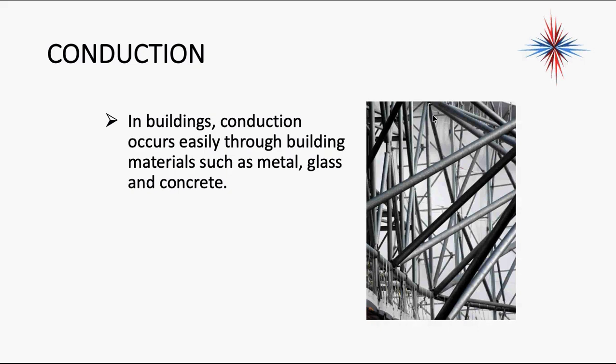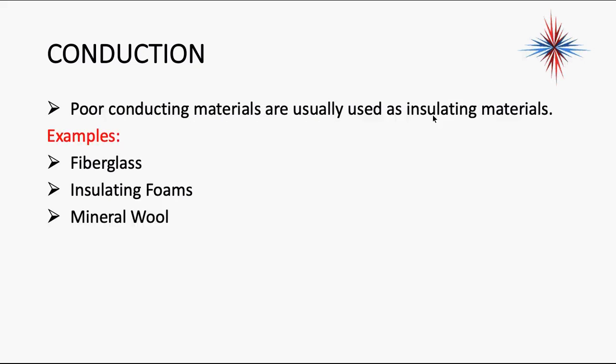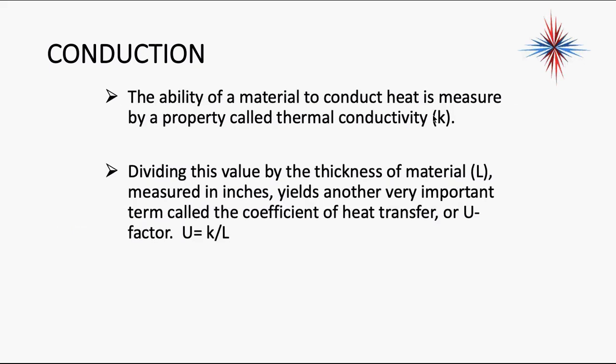In buildings, conduction occurs easily through building materials such as glass, metal, and concrete. Everything on an outside wall allows heat transfer. Glass is your biggest source of heat transfer unless specific glass is used. Poor conducting materials are usually used for insulating, like fiberglass, insulating foams, and mineral wool. They're very poor conducting materials, and that's why we use them for insulation.